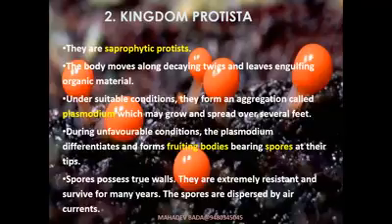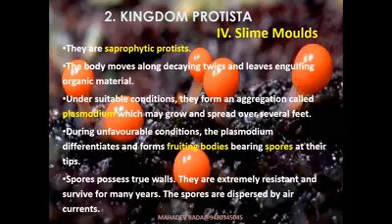They are saprophytic protistans. Another group is slime molds. Slime molds are saprophytic, which means they get their food from dead and decaying organic matter. The body moves along decaying twigs and leaves, engulfing organic matter.